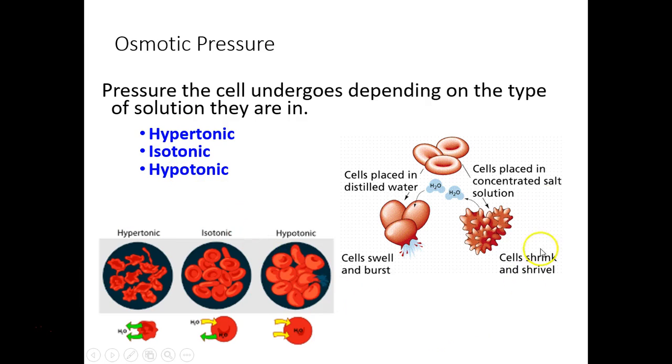Okay. Here's a great illustration of what happens when a cell is placed in these different solutions. If placed in a hypertonic solution, it will shrivel. If placed in a hypotonic solution, it will burst. If it's at homeostasis, then it's in an isotonic solution, as you can see here. Hypertonic, isotonic, hypotonic. So let's go over each one of them.